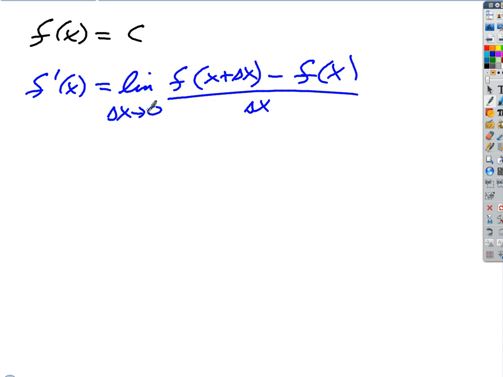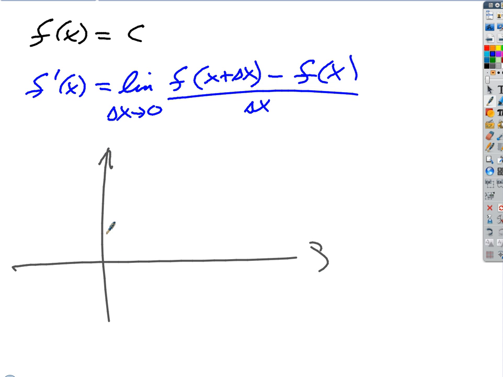Okay, so now let's make this specific. We always start with that general statement of the derivative, and then we make it specific for our function. Well, ours is f of x equals c. If f of x equals c, what's f of x plus delta x? It's just c. Absolutely. Think about this in terms of a graph, and always try to think of it in terms of a graph.